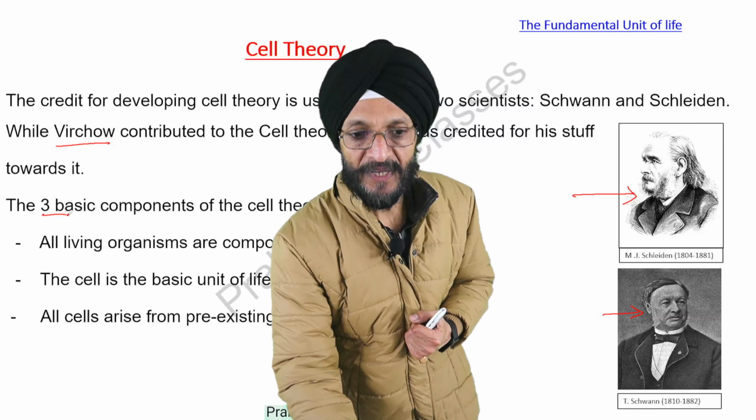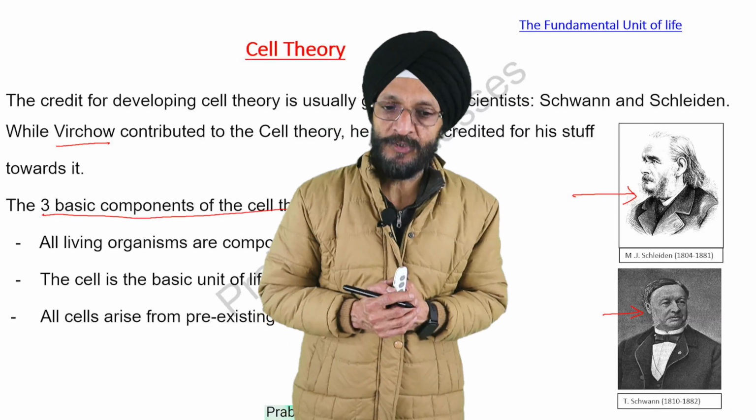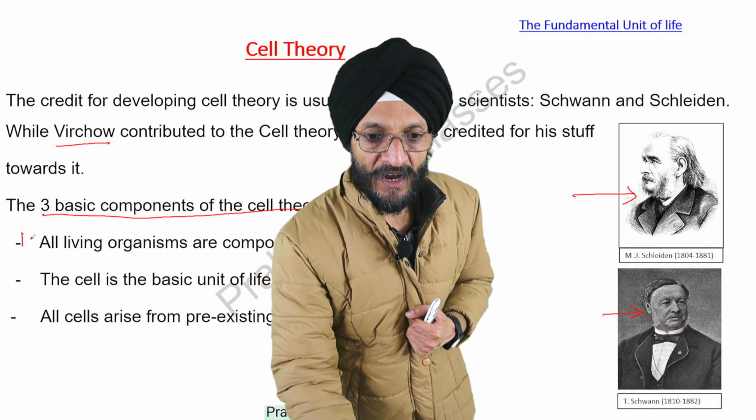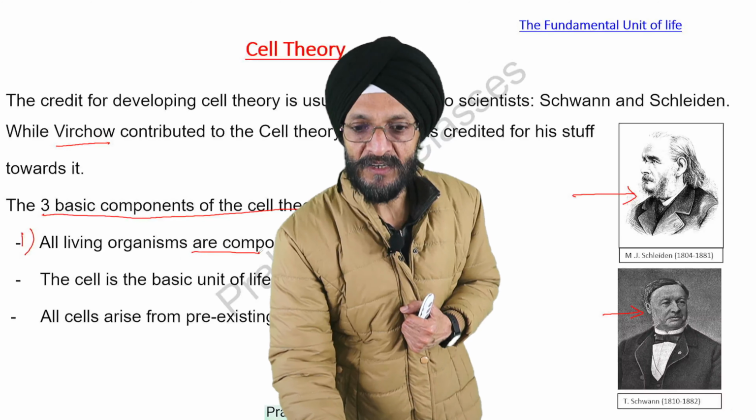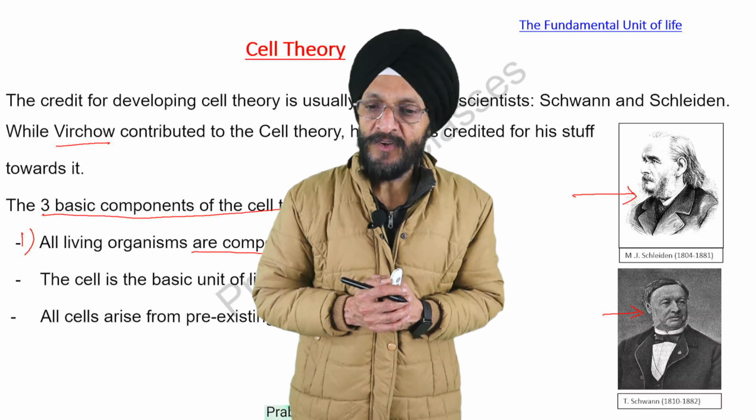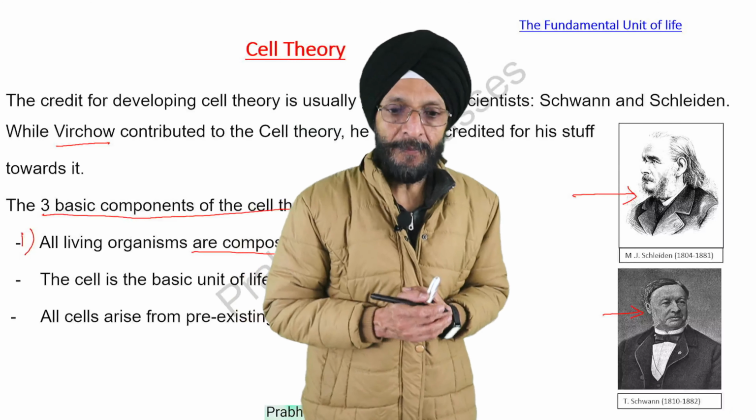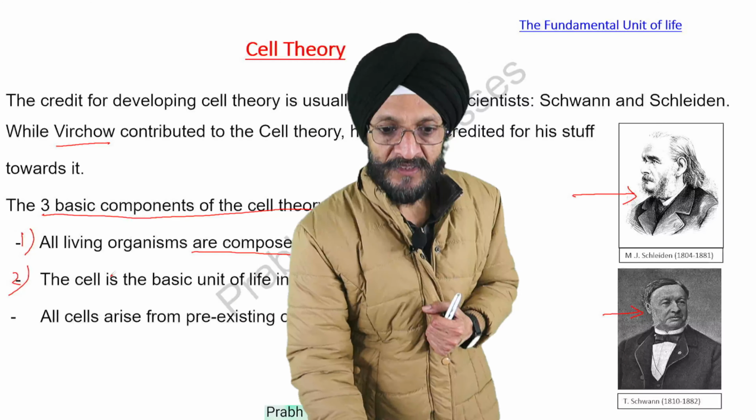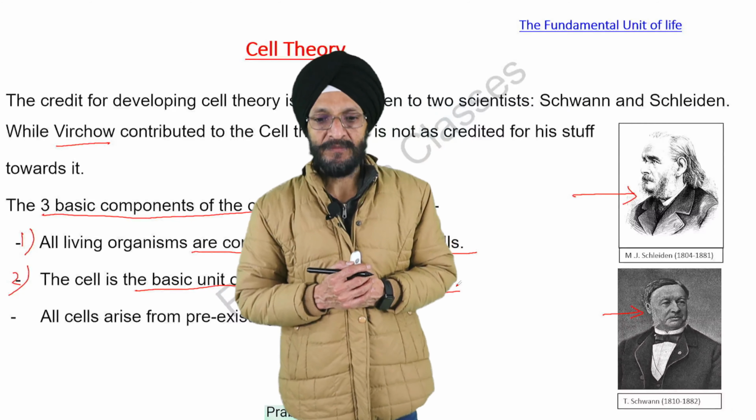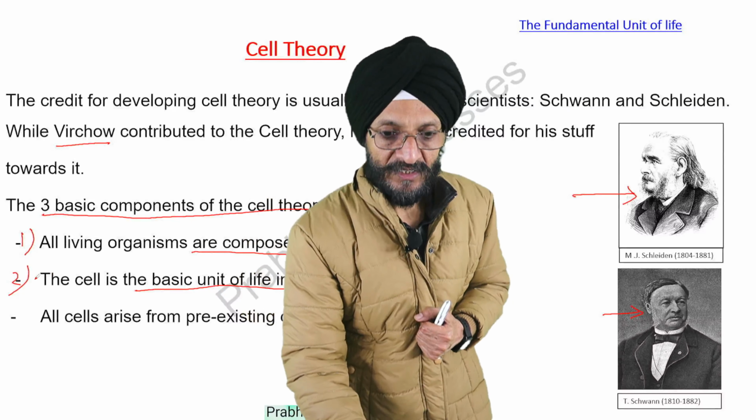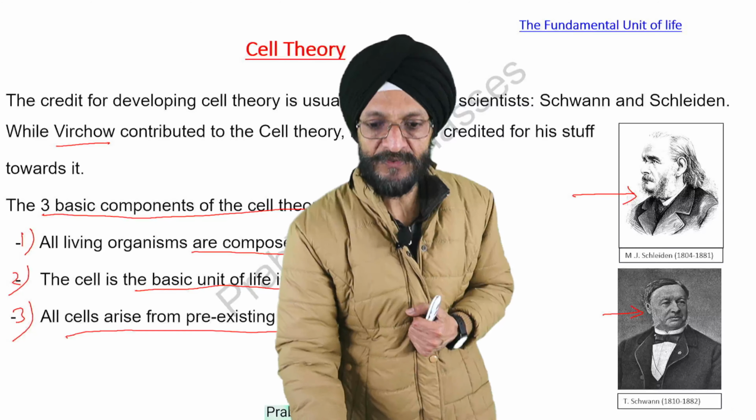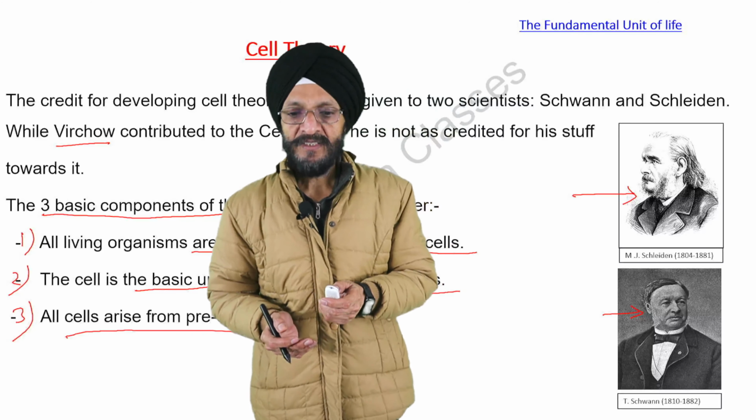Now, there are three basic components of the cell theory. What are those basic components? First, all living organisms are composed of one or more cells. Second, the cell is the basic unit of life in all living organisms. And third, all cells arise from pre-existing cells.